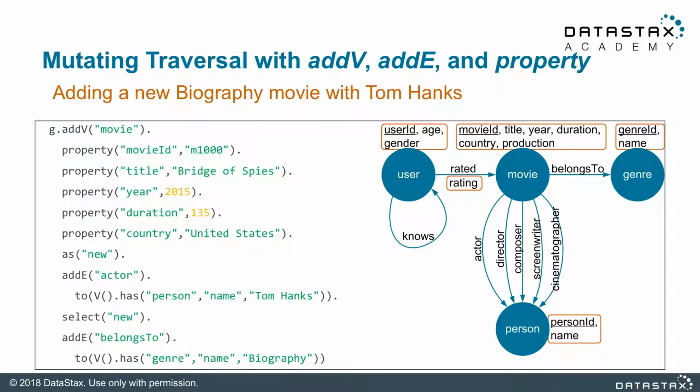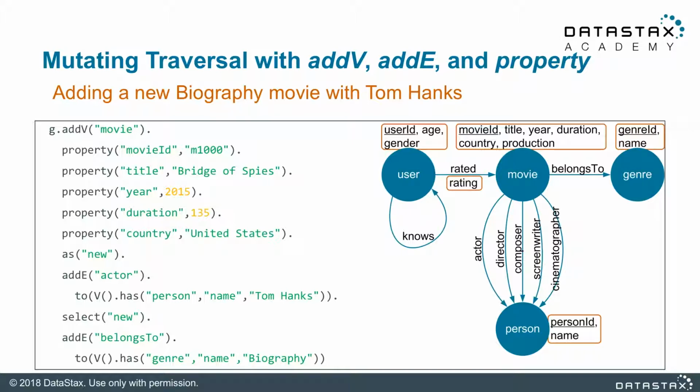This is just a new way to add a vertex into the graph. Currently, it's an isolate vertex or a disconnected vertex, but it is in our graph. Let's see what we can do with it. Now, Bridge of Spies is arguably a biopic of attorney James Donovan. So let's see if we can add an edge from the new biography genre vertex that we have created.